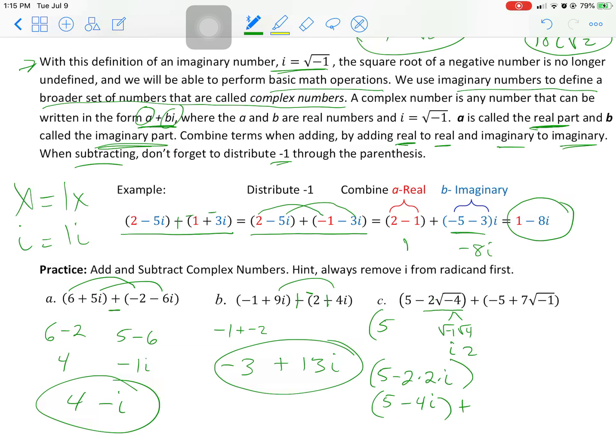Plus, and then over here, what is this? This is i, right? So this is -5 plus 7i. This is 7 times the square root of -1. So this is i. So that's this. Then you're adding the real parts, which is still 0. And then you're adding a -4 and a +7. You're going to get a 3i. So your final answer is just 3i. Okay? We'll put the rest on another video.